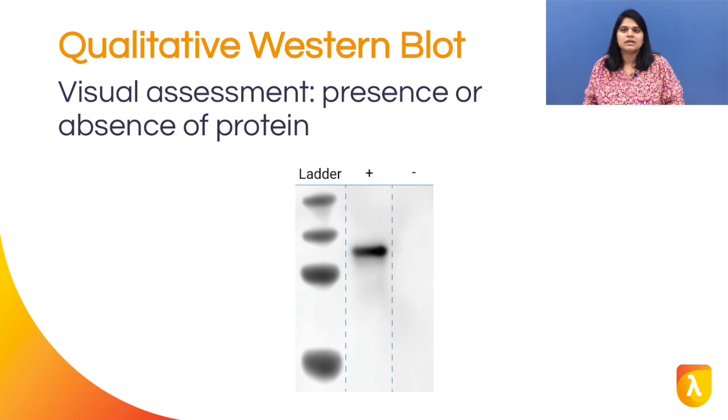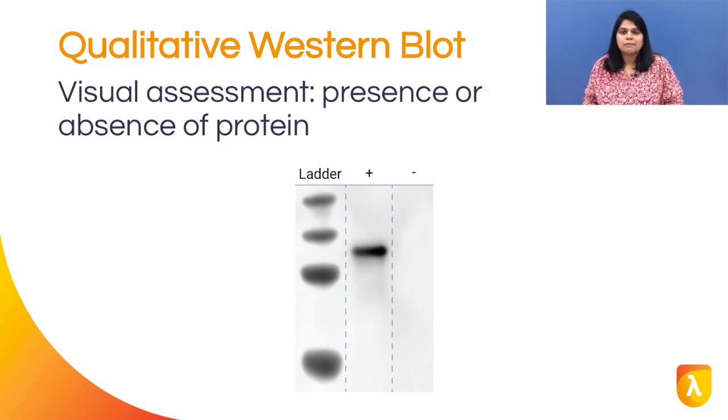A qualitative Western blot is a simple visual assessment of target proteins. An example of a qualitative Western blot would be if you're studying a novel protein and want to see if that protein is expressed in the cells of interest before performing a more full-scale quantitative Western blot.